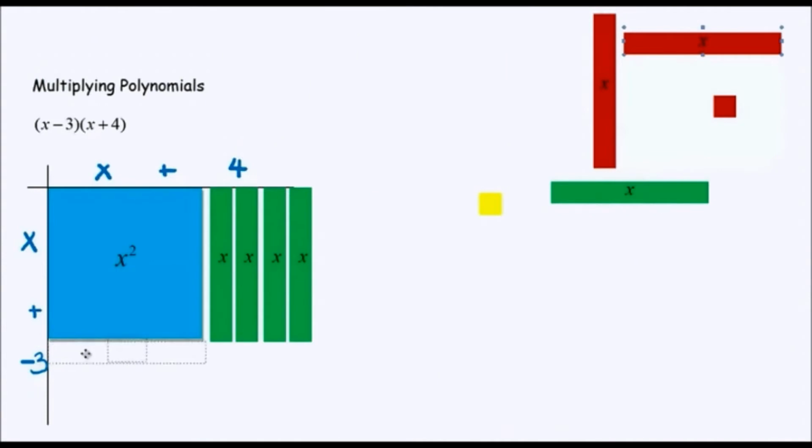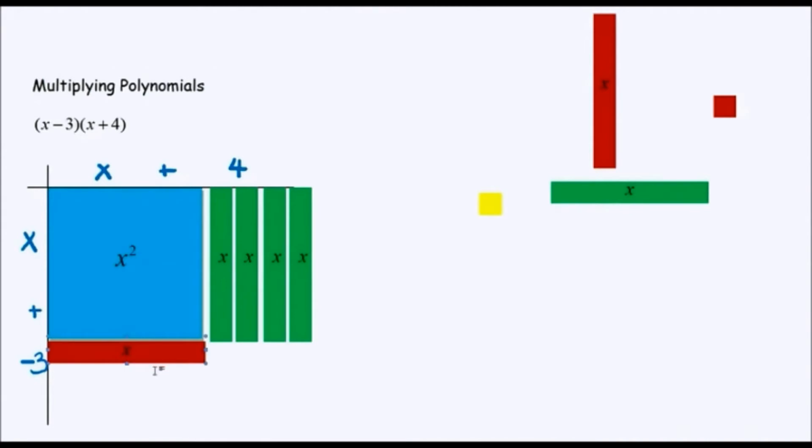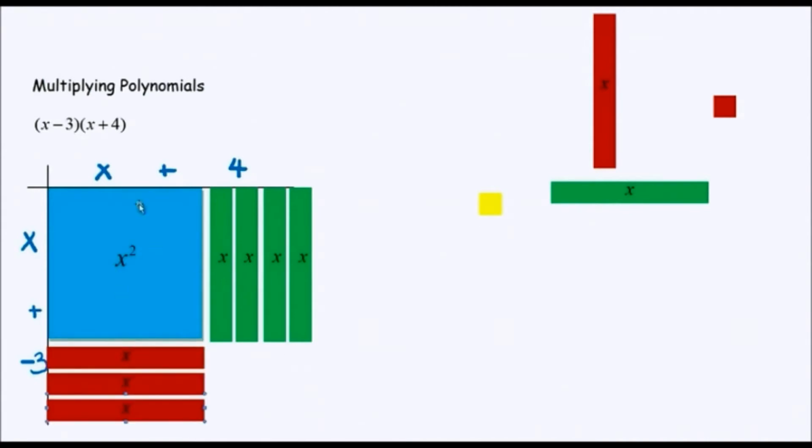So here's 1. And how many of these do I need? Oops. I need 3 of these. X squared, x times x is x squared. X times, all the way over here, 4 is 4 x's. 1, 2, 3, 4. And x times -3 is 1, 2, 3, -3 x's. And then the last piece that you're missing, you see this little hole here, is -3 times 4, which is -12. So then -12 goes in here, and I usually just write it all in, but I'm going to show you with all these tiles just to make sure it is -12.